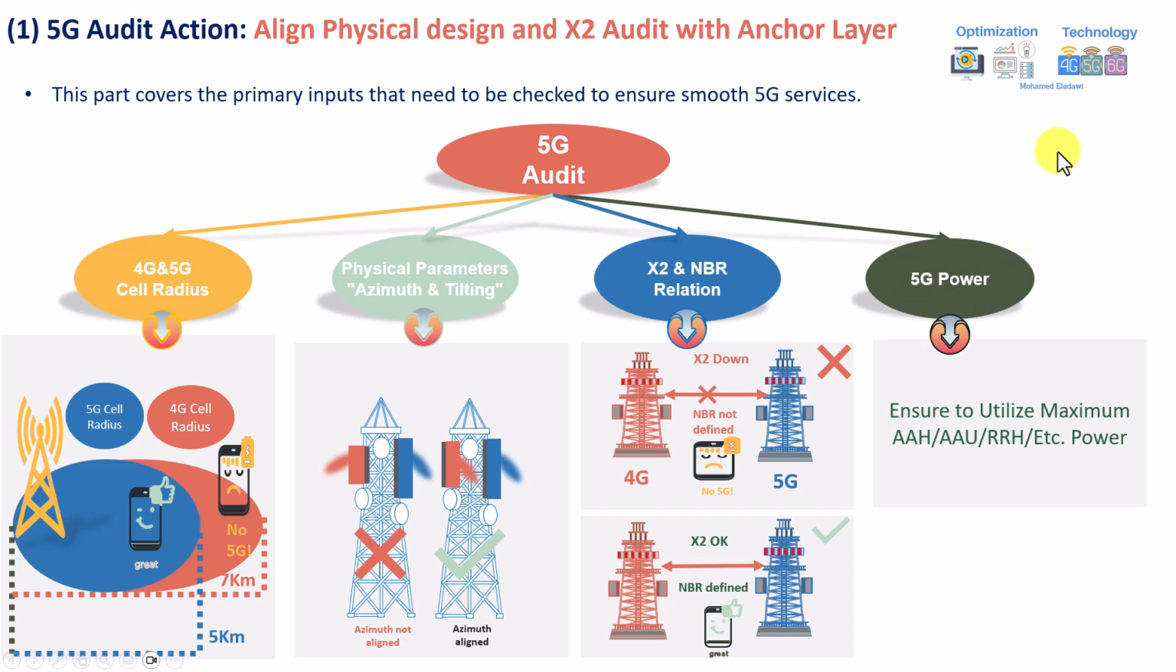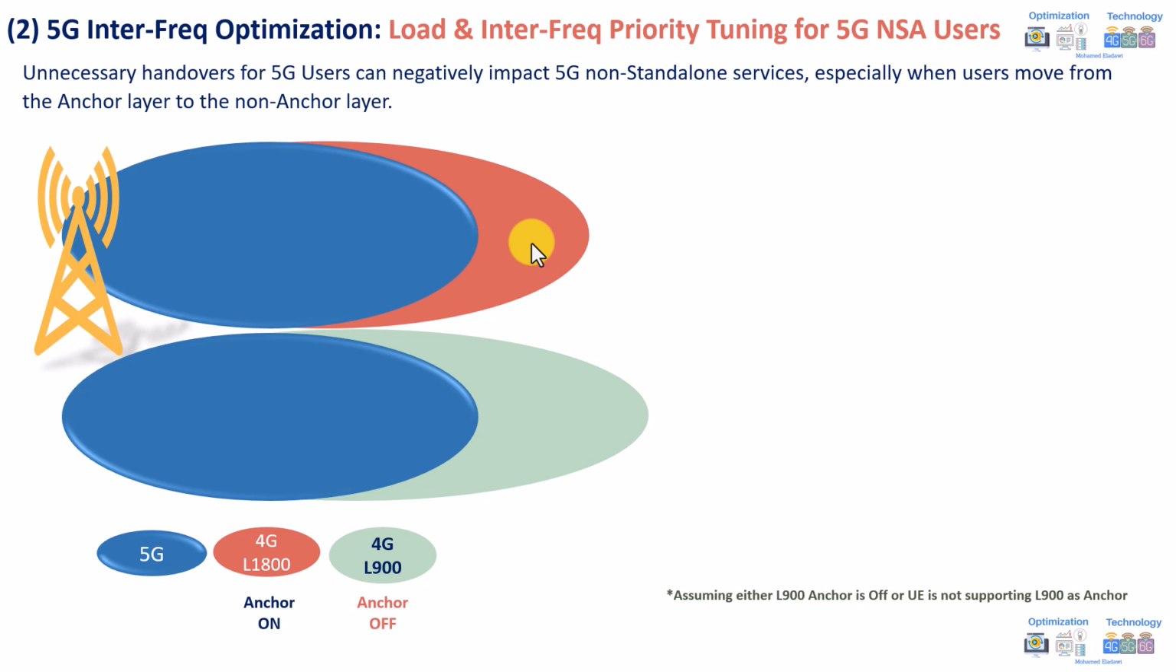Now let's move to the second part. Actually, the second part is very simple. Assuming this scenario where you have this kind of footprint, for example, assume in this area you have 5G coverage here, the blue one, and you have the anchor layer defined for the 4G L1800.